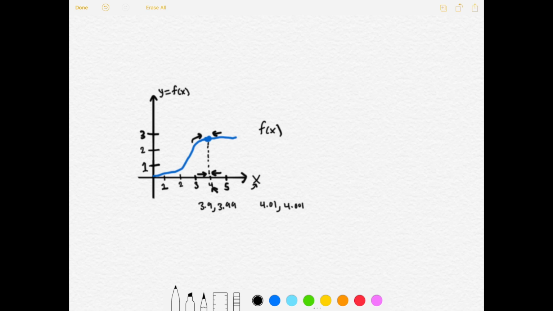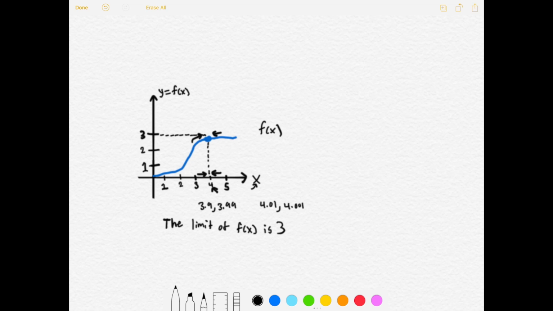And so the limit will just be the y value as it approaches the x value 4. And we see that it generally seems to be approaching the y value 3. So we would say that the limit of f of x is 3.